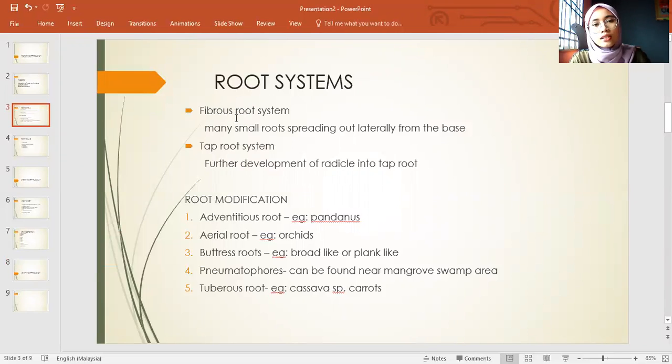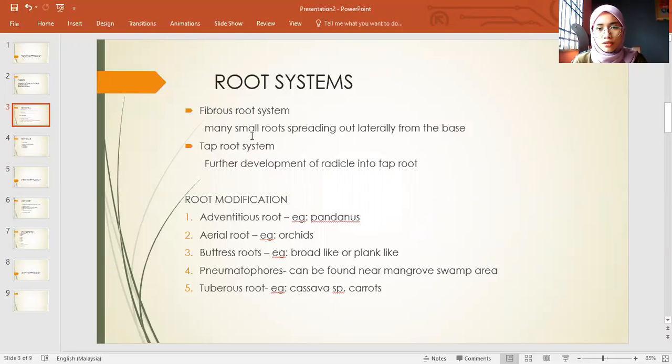The first one is fibrous roots. They have many small roots spreading out laterally from the base. The second one is the taproot system, which is the further development of radicle into taproots. For root modification, the first one is adventitious roots, like pandanus roots.